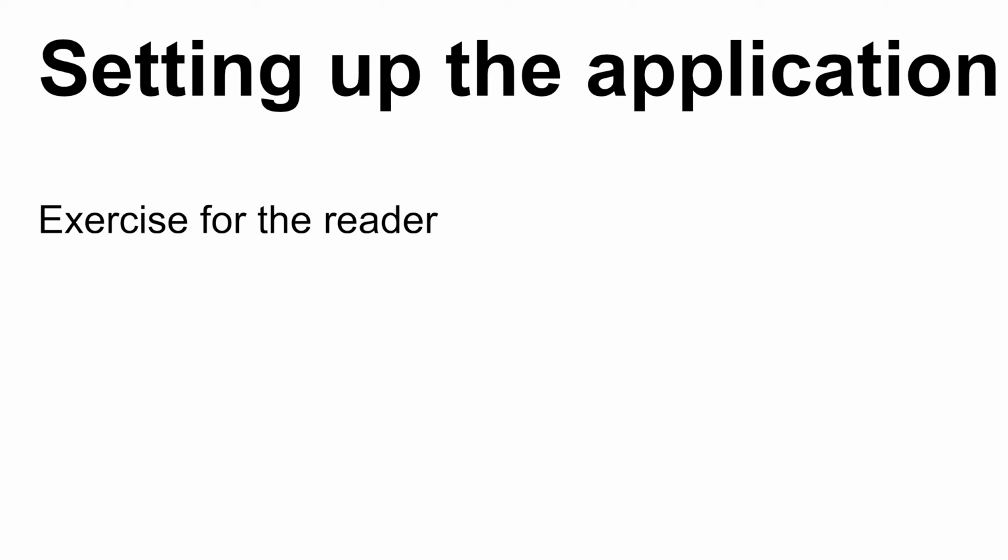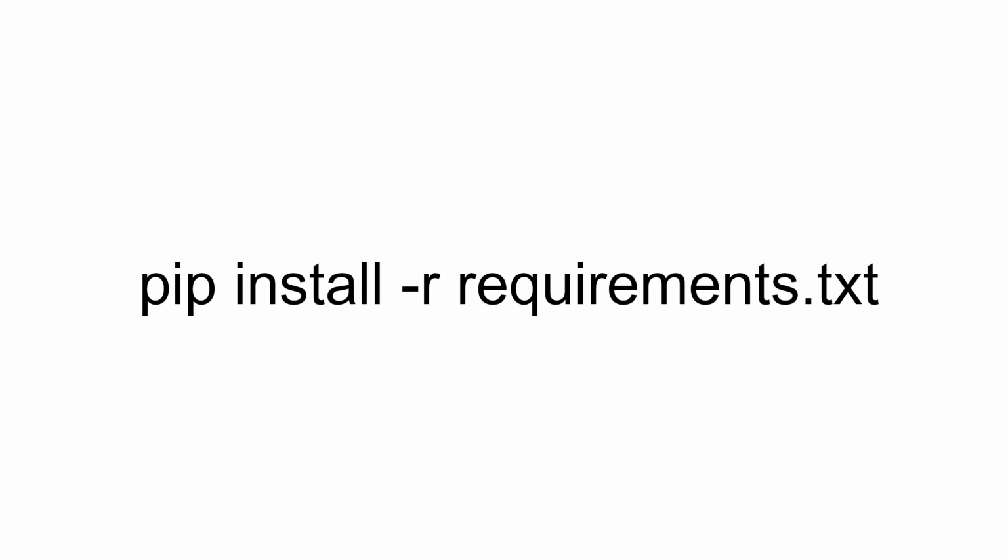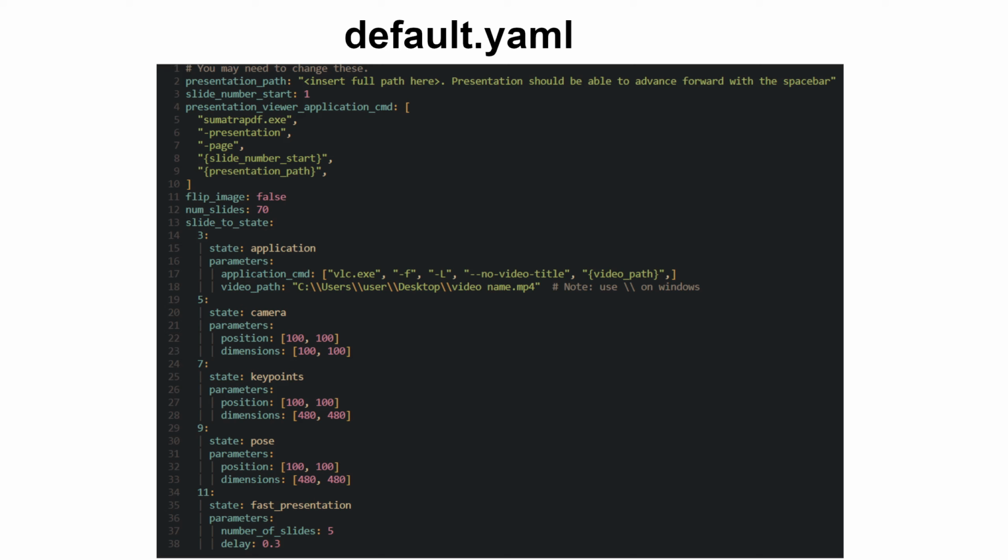When it comes to setting up the application itself, go to this GitHub link and clone the repository, then read the documentation. Okay, fine, I'll go through this as well. Pip install the requirements.txt and then edit the default .yaml file. Here you can set the path to the presentation, then the presentation application command. If you wish to flip your right and left hand, set flip_image to true. Set the number of slides to the number of slides of your presentation.